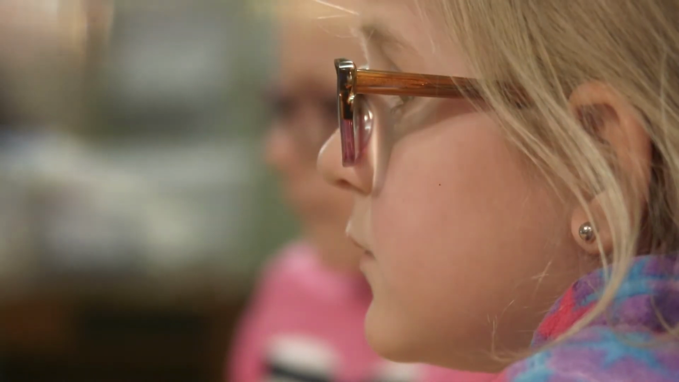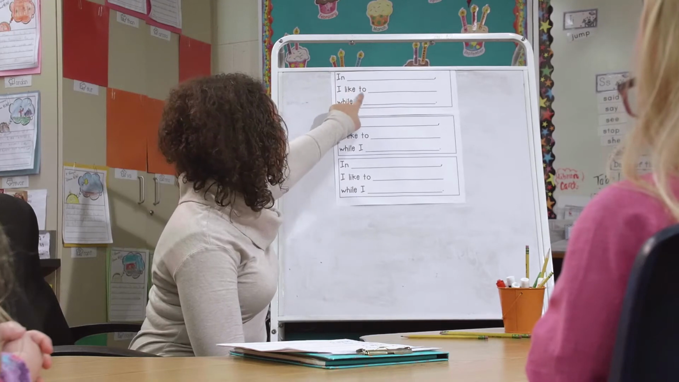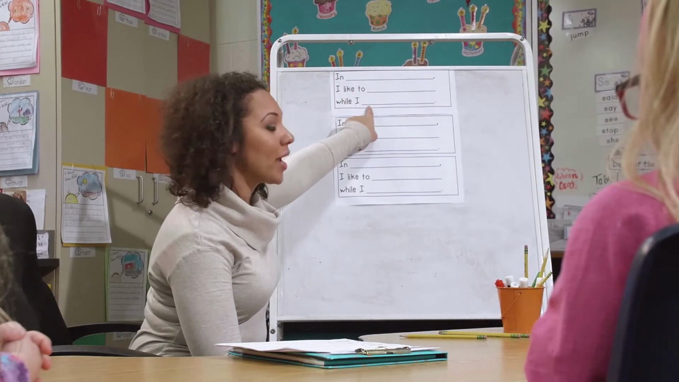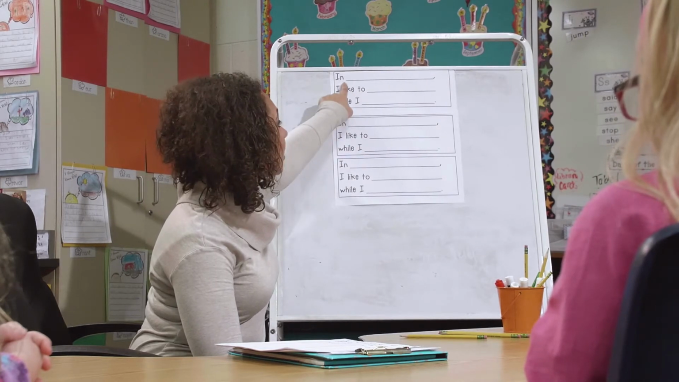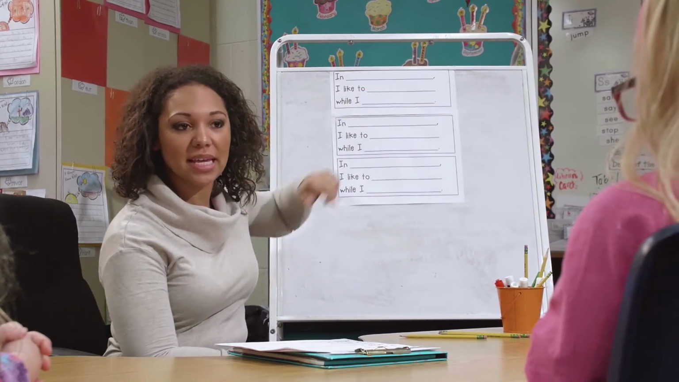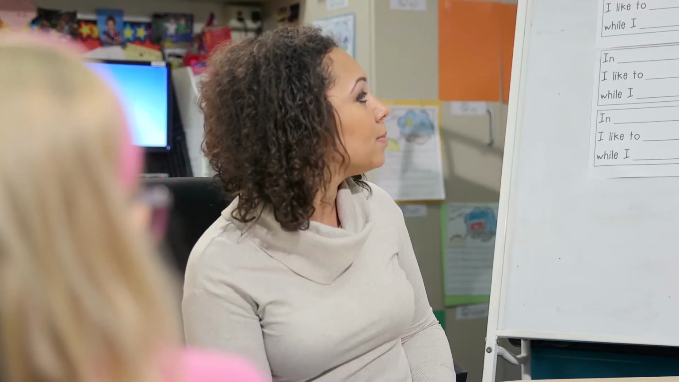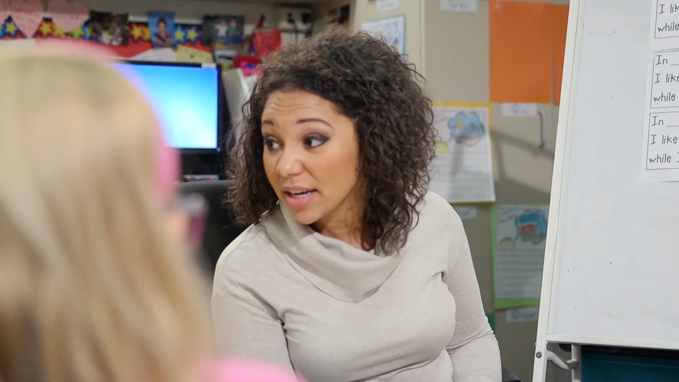My sentence says, in blank, I like to, and there's a blank, while I blank. So I have to think, what could I put in this first blank? I have to think about some place that I could be in, or a time of year that I could be in. Or it could even be a sport that I could be playing.